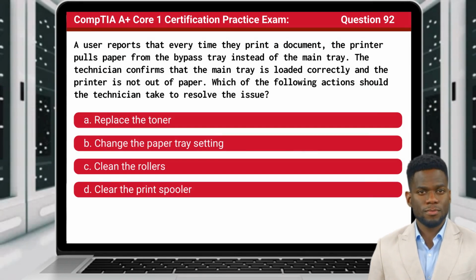Question 92. A user reports that every time they print a document, the printer pulls paper from the bypass tray instead of the main tray. The technician confirms that the main tray is loaded correctly and the printer is not out of paper. Which of the following actions should the technician take to resolve the issue?